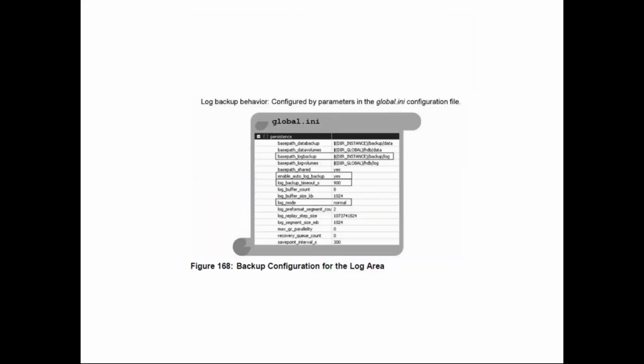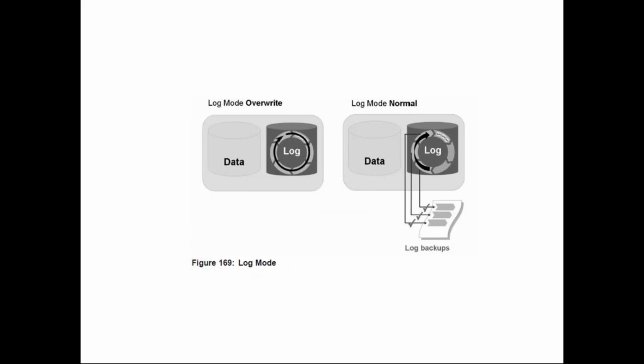So you compulsorily need to do either of these two. Either you set the log mode to overwrite without log backups, or with the default normal log mode you compulsorily need to enable automatic log backup. Otherwise, definitely you'll end up with that database freeze situation at some point. When it happens, you cannot predict. It may happen after 1 month, or after 6 months, or 1 year. Doesn't matter.